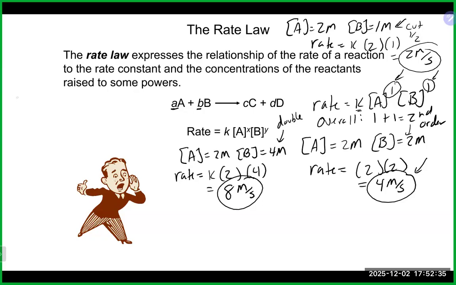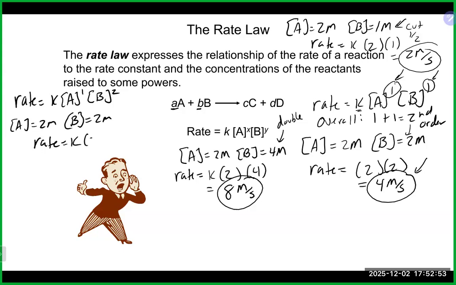So let's say I had a different reaction where the rate law was K, A to the first, and B to the second. So now if I just use my A as 2 molar and my B concentration as 2 molar, and I put it in there, I will get the rate is equal to K times 2 times 2 squared, that is 4 times 2. That gives me 8 molar seconds. So for this reaction, I'm moving at like 8 molar seconds with those concentrations.